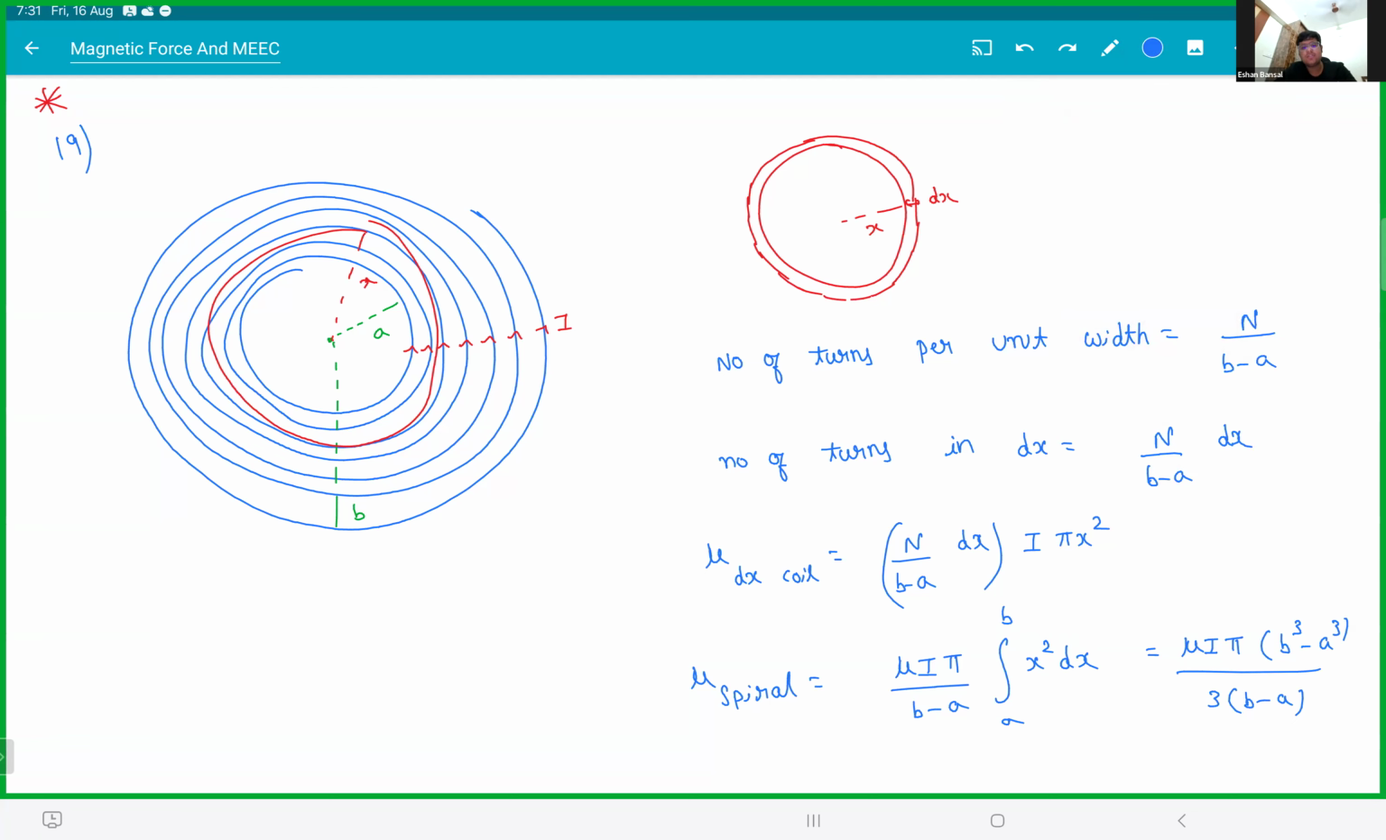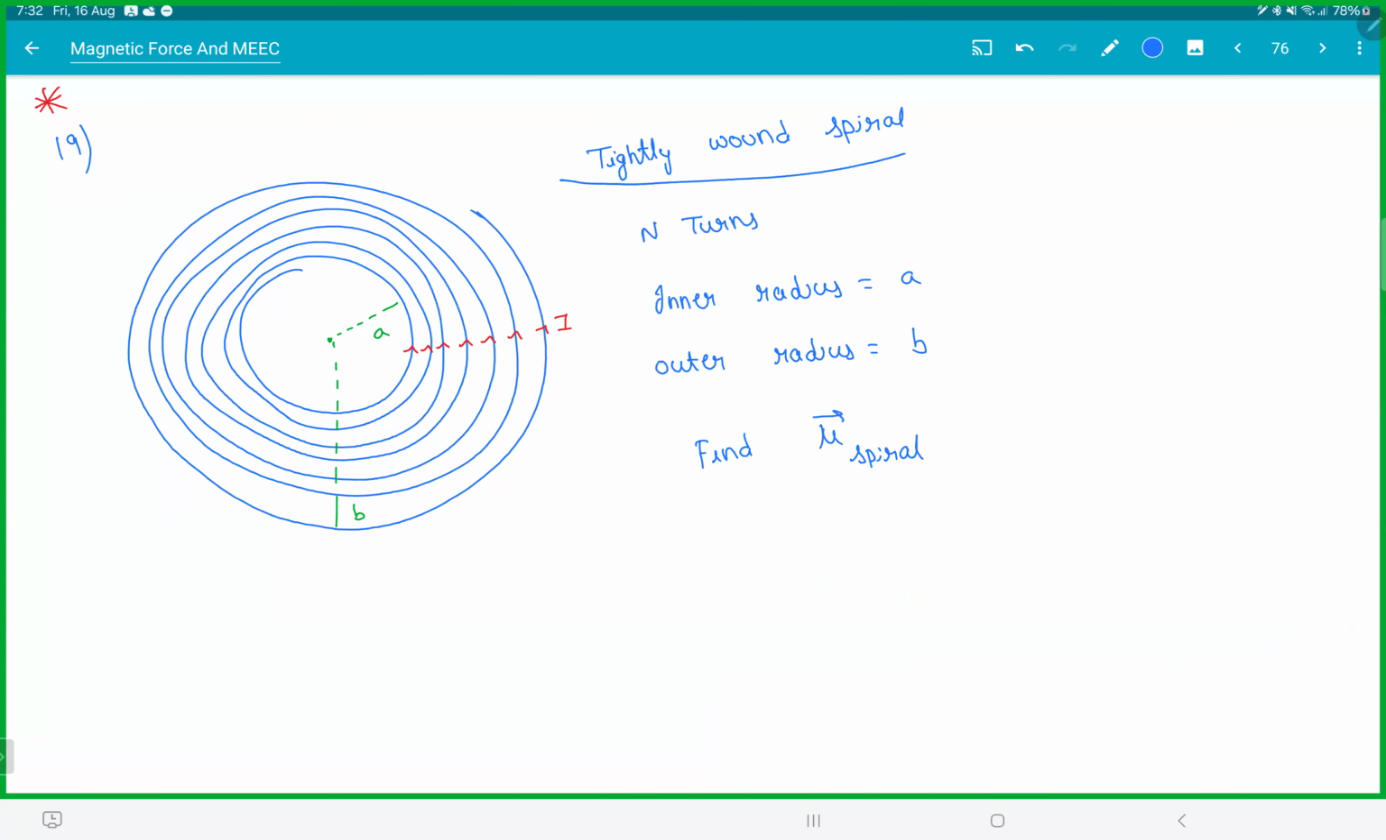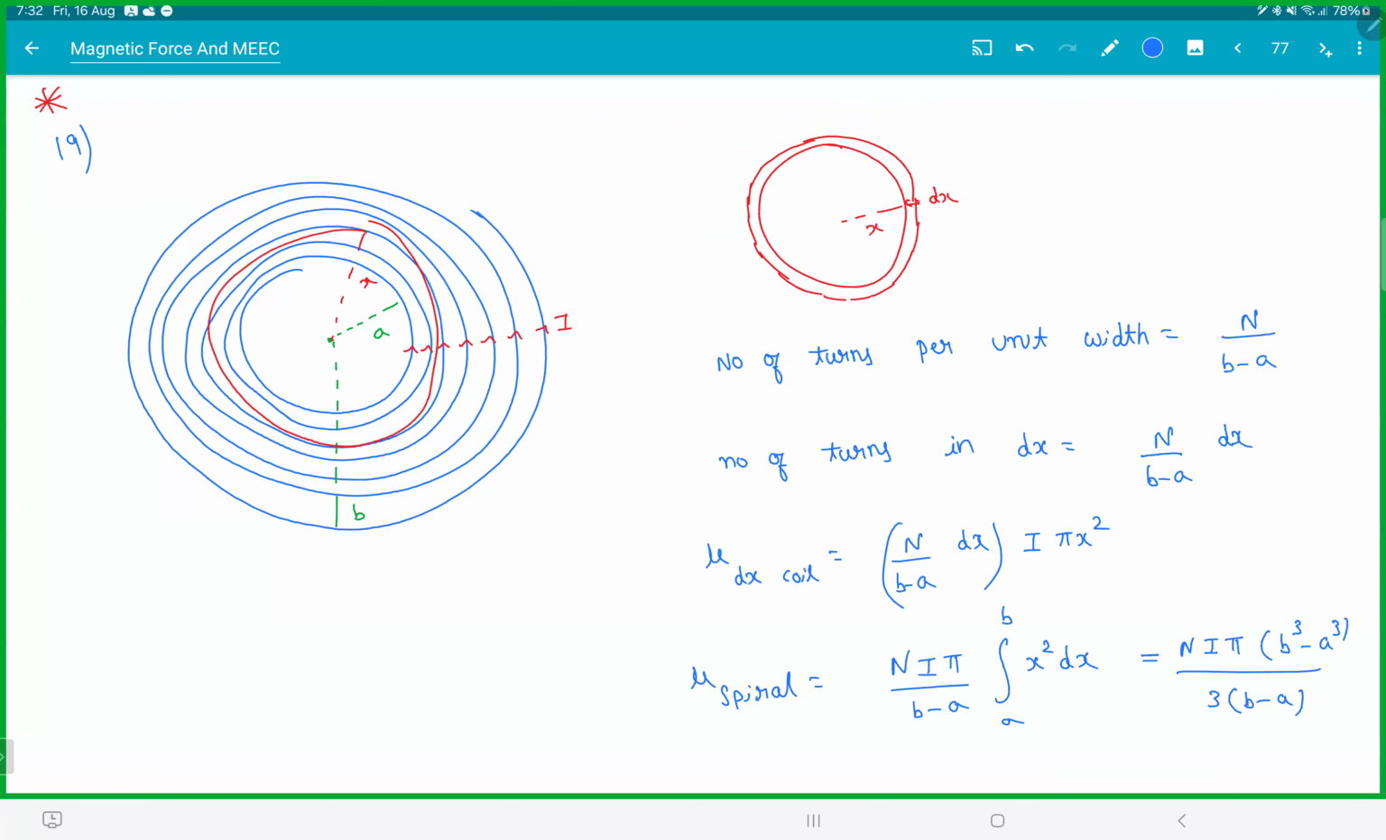Sir, in the final expression, for the magnetic moment of the spiral, where we take mu I pi, instead of mu it should be n, right? Maybe there it's not mu, it's n, right? Yes, that's fine. But it is not continuous, right? If you have a finite number of turns, then that is the reason we have to mention this. It's a tightly wound spiral, so we can almost assume it to be circular. I know it's not perfect, but the wires are pretty thin, so even if you assume it to be circular, we have to.